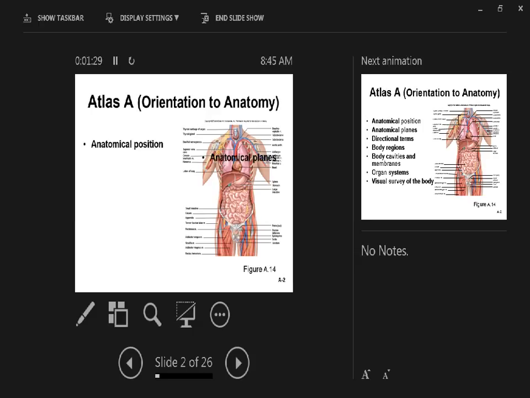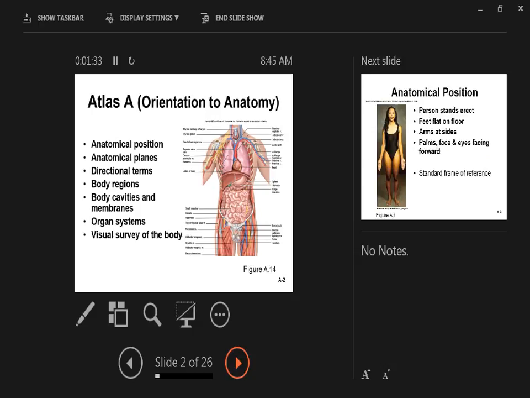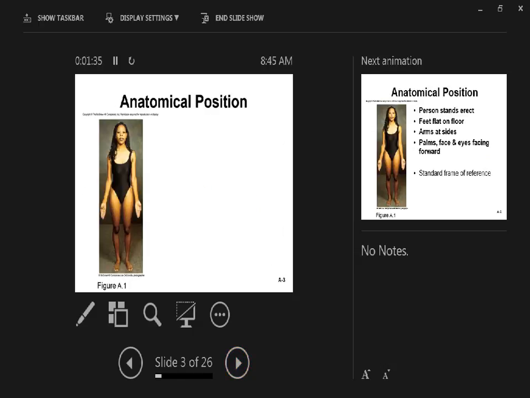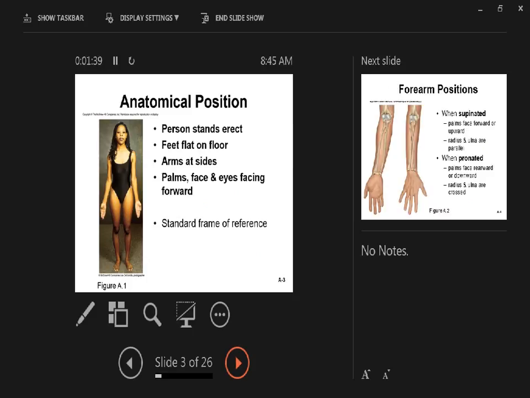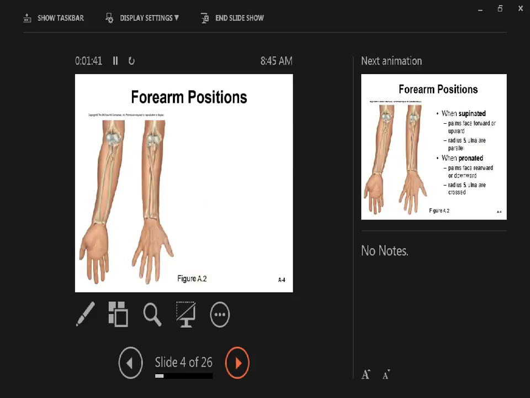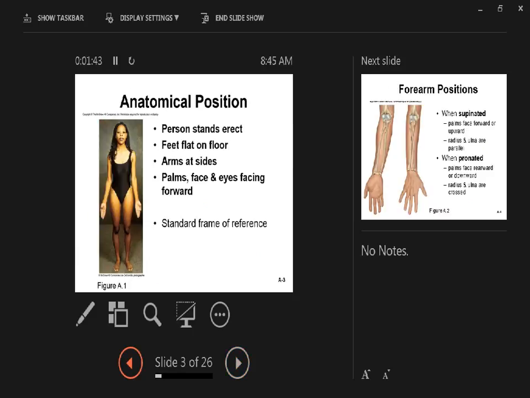Like I said, I'm going to come back to this a little bit later. Yeah. Was this right here the anatomical position on your Learn Smart? Or what? Was it?